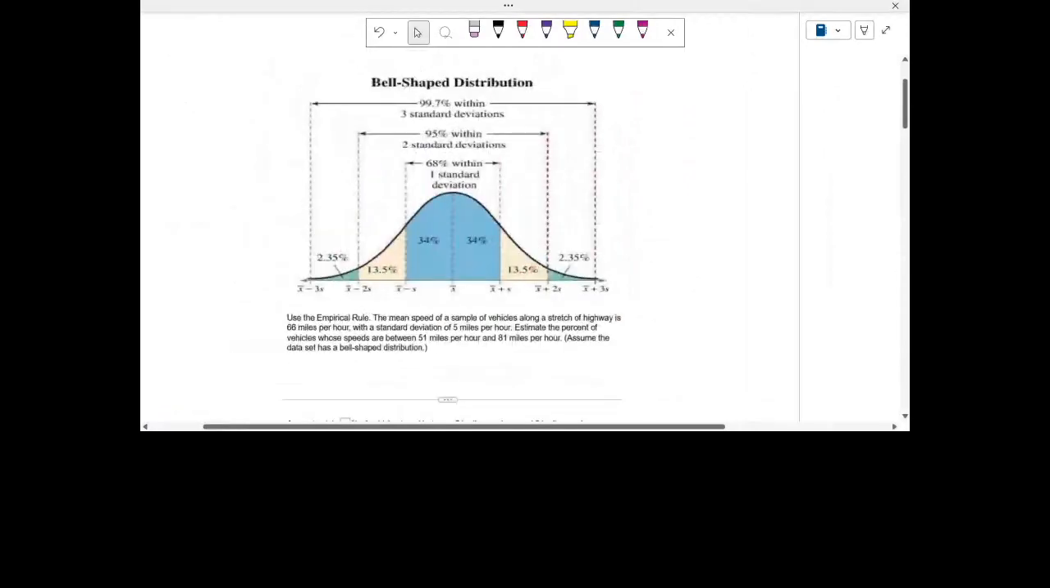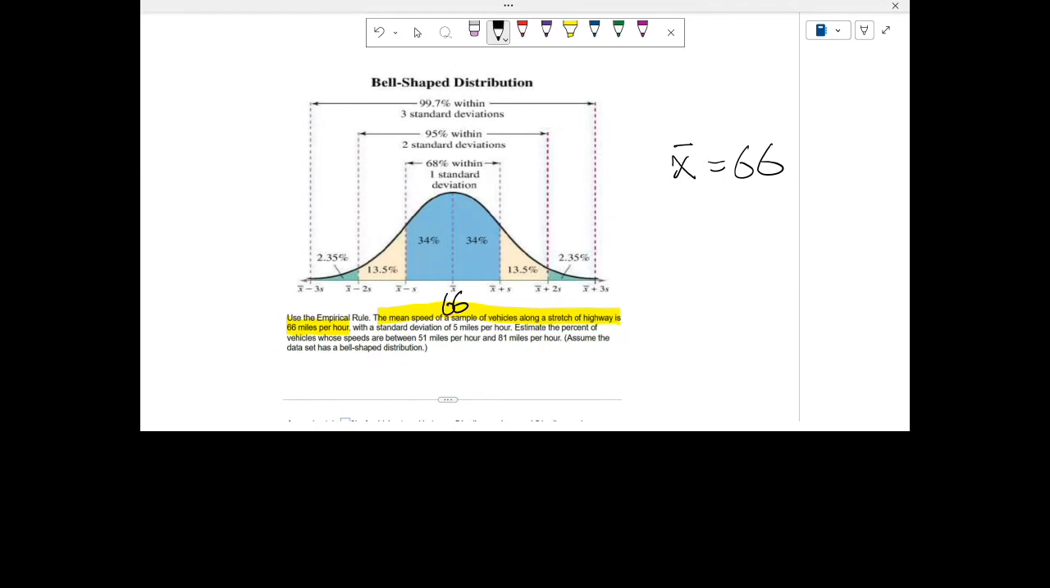All right, so it says, use the empirical rule. The mean speed of a sample of vehicles along a stretch of highway is 66 miles an hour. Okay, right there, y'all, I'm going to read that sentence, highlight it, and write something down. What I'm going to write down is that they're telling me my x bar, because that's my mean, is 66 miles an hour. Okay, y'all, I want you to do me a favor. I want you to look at the picture. Do you see in the middle of the picture, there's an x bar at the bottom? Okay, what we're going to do, y'all, is write the number 66 right here.